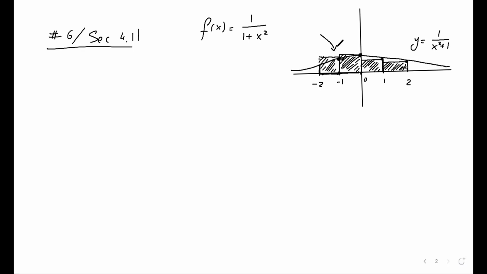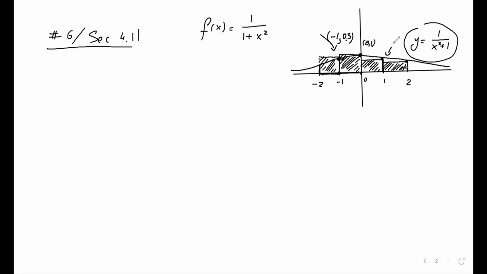So I can determine the height. For this one here, I'm looking at my function y equals 1 over x squared plus 1, and I plug in -1 and I get 1 over 2. So the height of this is 0.5. That corner here is -1 comma 0.5. All right, that's the height, 0.5. Likewise at 0, if I plug in 0, I get 1.